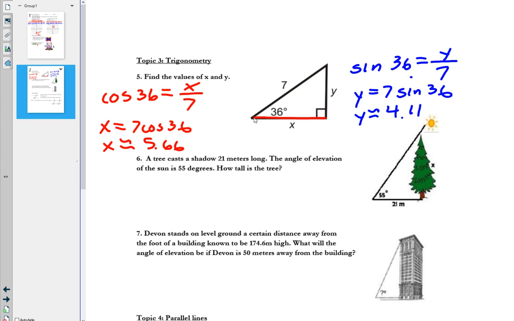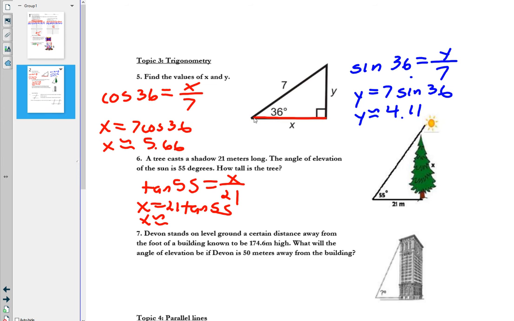What can I use to find x here? Tangent. Tangent, good, because the x is the opposite, so I would say tan of 55 is equal to x over 21, just like the previous two. We're looking for the side on the top. So what would we do when you're looking for the top? You multiply it, so x is equal to 21 tan 55.